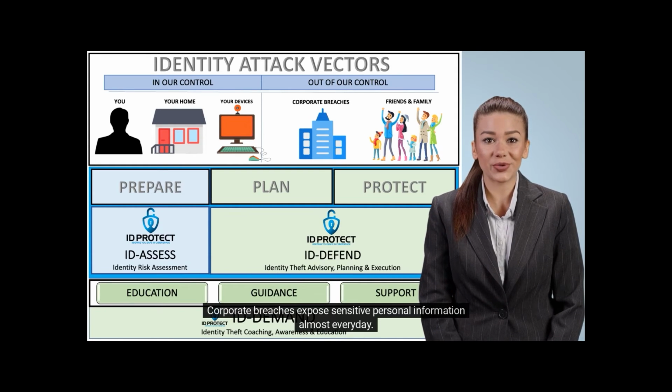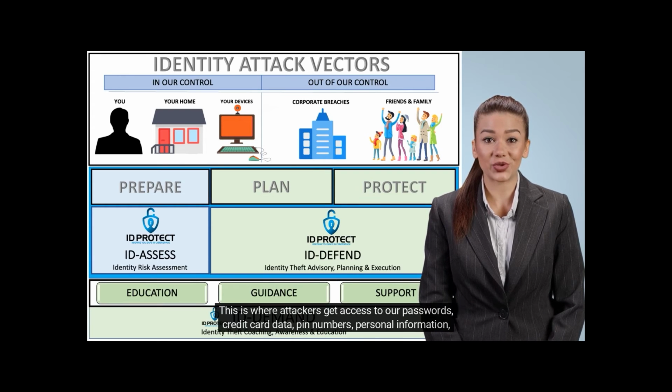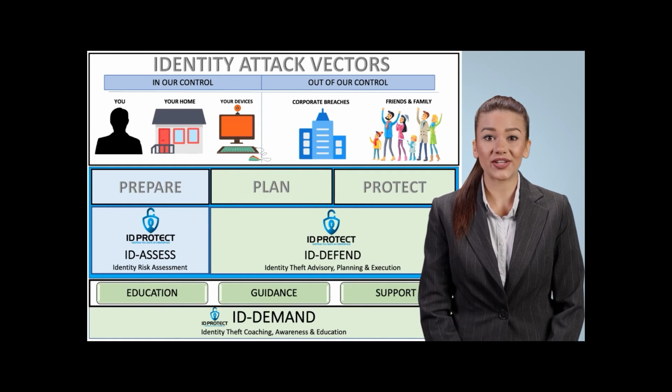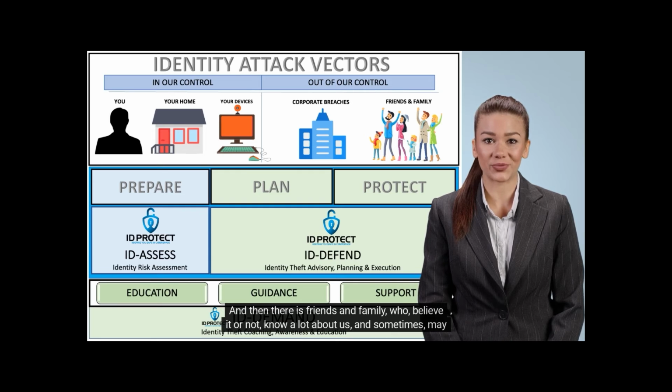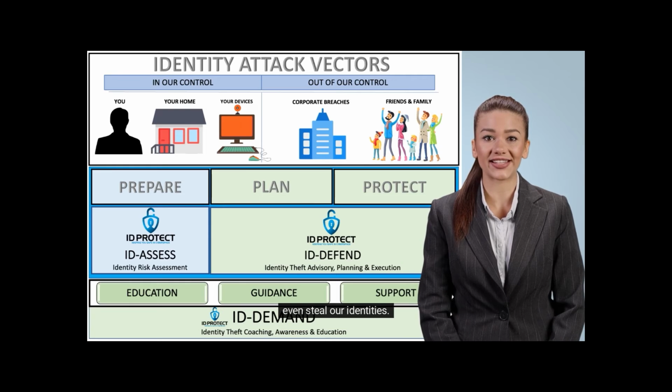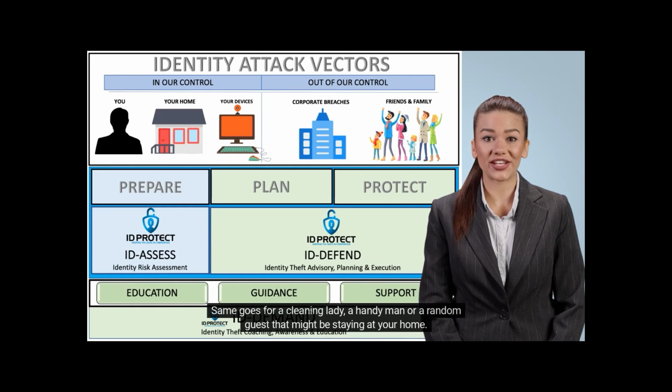To the right, you can see an attack surface that is out of our control. Corporate breaches expose sensitive personal information almost every day. This is where attackers get access to our passwords, credit card data, PIN numbers, personal information, medical information, and more. And then there's friends and family who, believe it or not, know a lot about us and sometimes may even steal our identities. This happens more than you think. Same goes for a cleaning lady, a handyman, or a random guest that might be staying at your home.